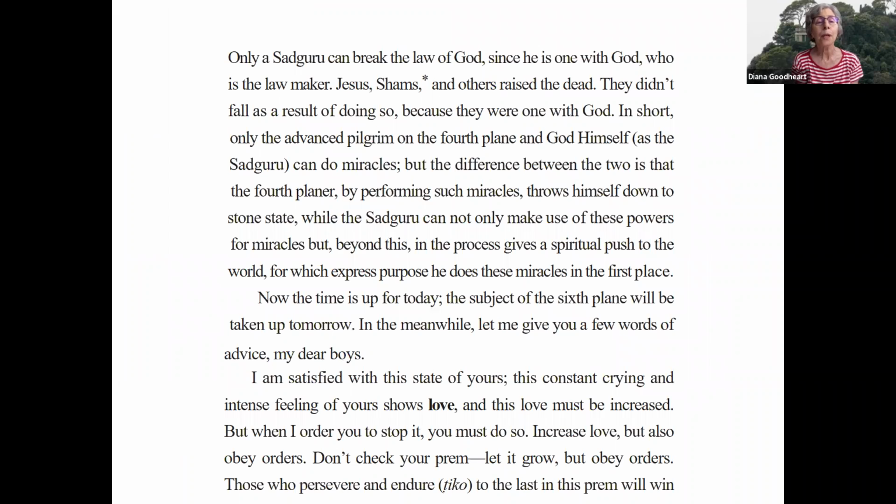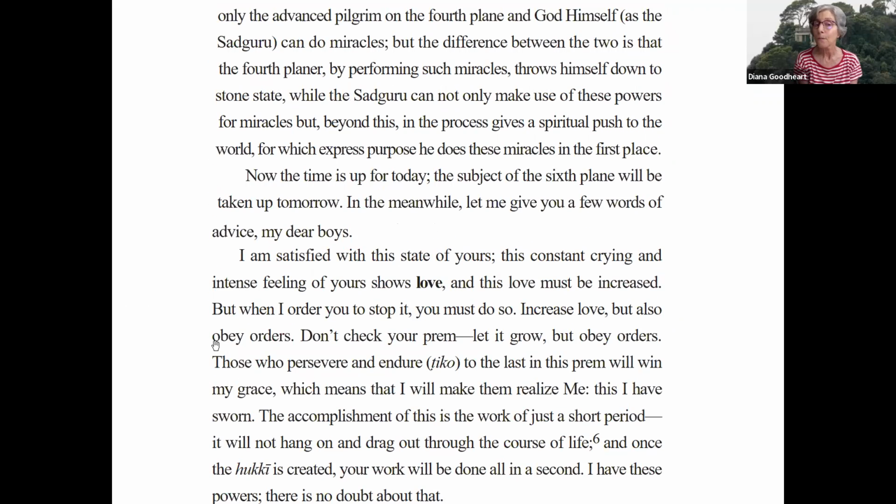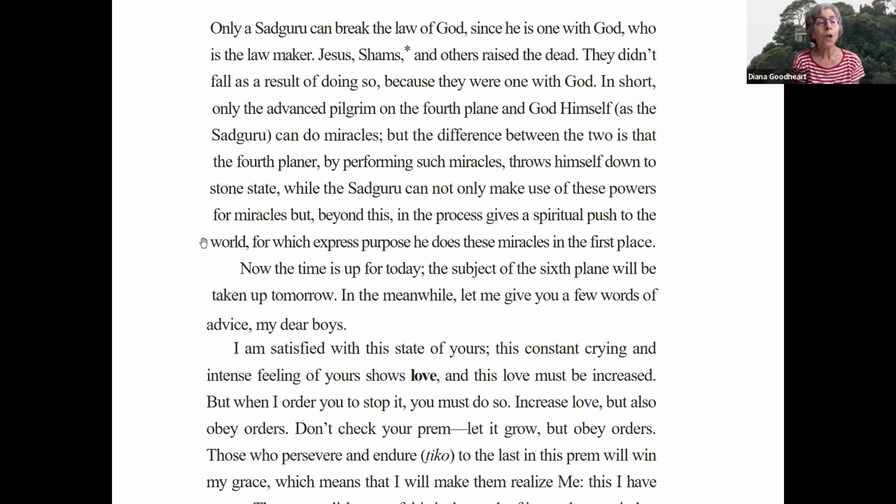Only a Sadguru can break the law of God, since he is one with God, who is the lawmaker. Jesus, Shams, and others raised the dead. And of Shams, the footnote reads, Shams-i Tabriz, from 1185 to 1248, the spiritual master of Jalal al-Din Muhammad Rumi. According to a well-known story, Shams once raised a king's dead son back to life, but since the language with which he did so implied heresy, he was subsequently flayed alive. They didn't fall as a result of doing so because they were one with God.